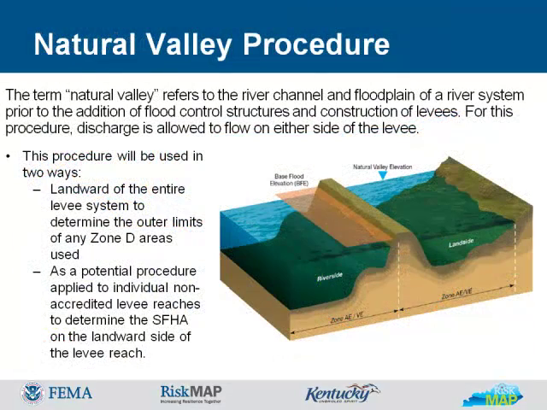The term natural valley refers to the river channel and floodplain of a river system prior to the addition of flood control structures and construction of levees. For this procedure, discharge is allowed to flow on either side of the levee. The natural valley procedure will be used in 2 ways. First, landward of the entire levee system to determine the outer limits of any Zone D areas used, and second, as a potential procedure applied to individual levee reaches to determine the special flood hazard area on the landward side of the levee reach.